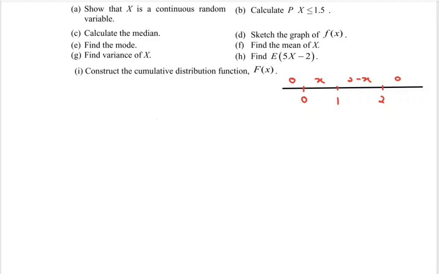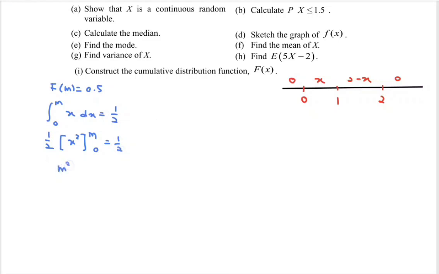Continue. Next, find the median. So where is the median? So for this case, the median would be F(m) equals 0.5. So let's begin. Integrate from 0 until m for the function x dx, which equals 1 over 2 because of 0.5. So here we have x squared, bracket, here we have 1 over 2, bracket, so m and 0 equals 1 over 2.